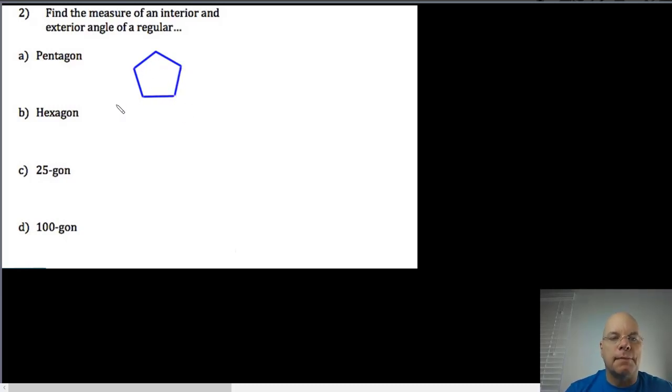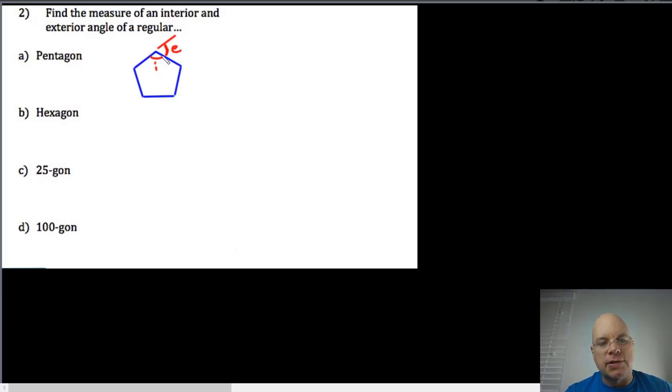Okay. This is an interior angle. An exterior angle would be the angle that is adjacent and supplementary to the interior angle. So let me try to do my best to draw an exterior angle here. Oops, I didn't want that to be. Okay, that's an exterior angle. So I'll use E for exterior and I for interior.